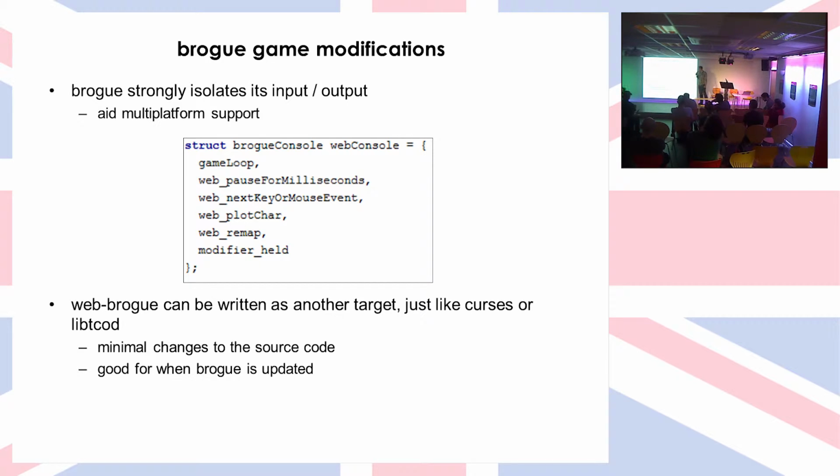The advantage of this is you're not making a whole heap of changes to the Brogue source. So when Brogue is updated, your changes are probably going to be limited to that file, and there's going to be very little work to move over to a new version of the executable. Which is handy if the person writing the web front end isn't the same person who's writing the actual game.